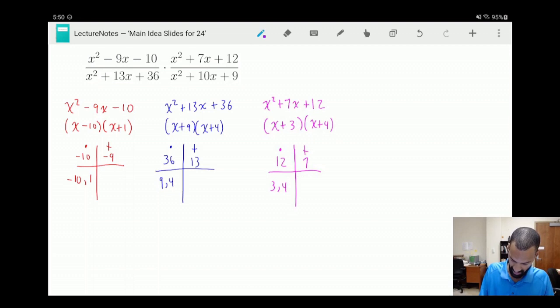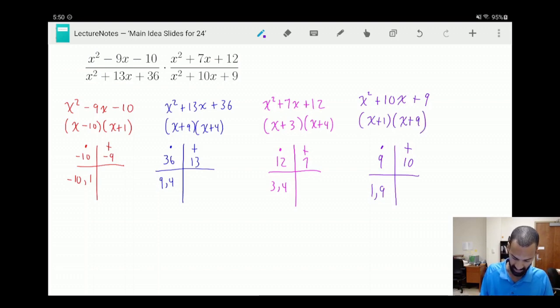And then x squared plus 10x plus 9. 2 numbers that multiply together to be 9, but add together to be 10. That one looks familiar. It's 1 and 9. So x plus 1, x plus 9. Okay, so I did all of that.